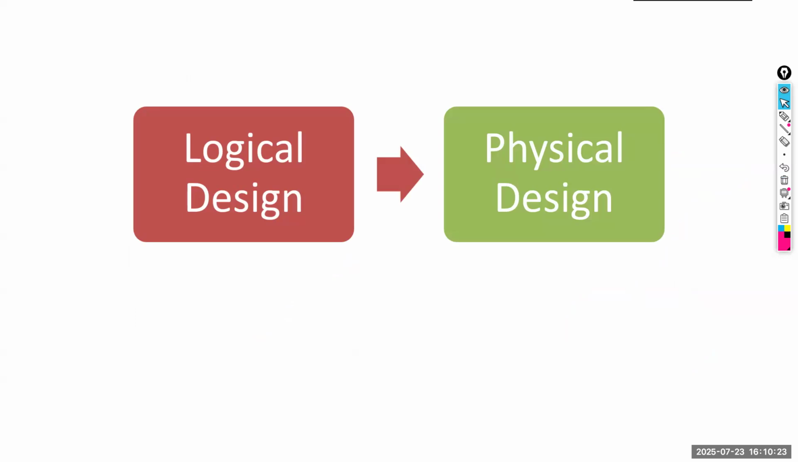So database designing is a two-step process. Remember, we have already done analysis and modeled the requirements. Now we are into the designing. So it's a two-step process. These two steps are called logical design and physical design. Right? Logical design and physical design. So what is logical design? What is physical design?